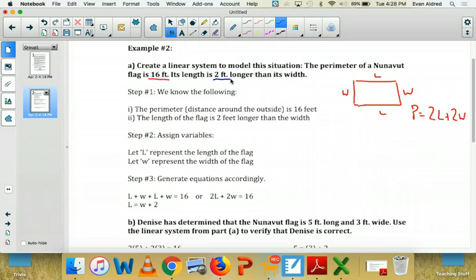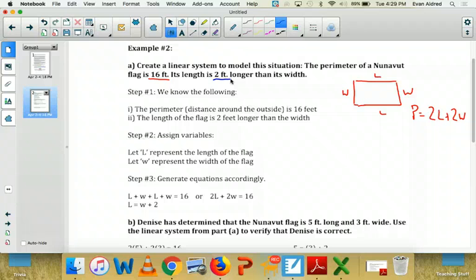And we know that the length is 2 feet longer than the width. And this is kind of like the bus question before, where we had our number of small buses equal to our number of large buses plus 20. Well, now we know that our length is going to be equal to our width plus 2. And we'll get to that equation here in a minute. But we know that one equation will deal with perimeter, one equation will deal with dimensions specifically, length and width.